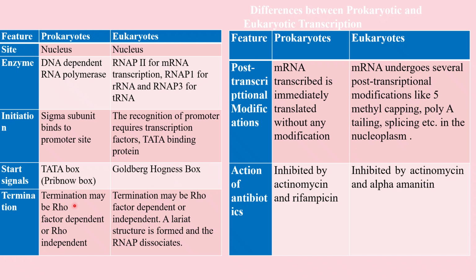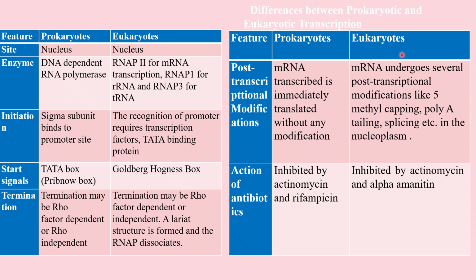Then termination may be rho factor dependent or rho independent in the prokaryote. In the eukaryote, a lariat structure is formed and the RNA polymerase dissociates. Then the post-transcriptional modifications. In prokaryotes, the messenger RNA transcribed is immediately translated without any modification, so it doesn't require any post-transcriptional modification.